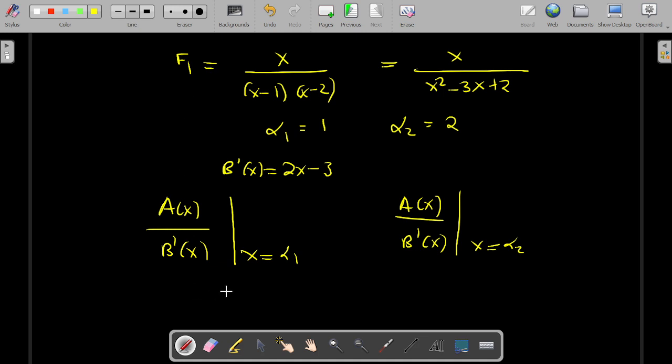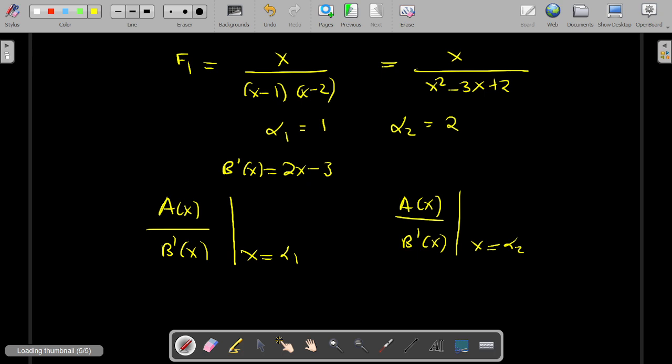Now, our rational fraction is therefore going to be written as a decomposition into two other fractions, right? So let's compute this. The b prime of x is equal to 2x minus 3.